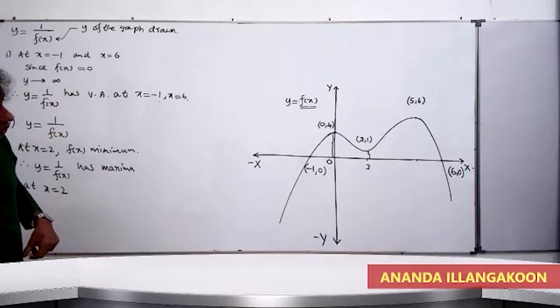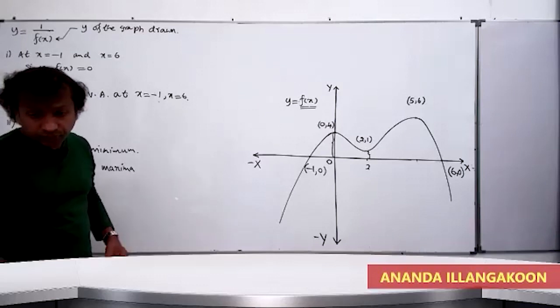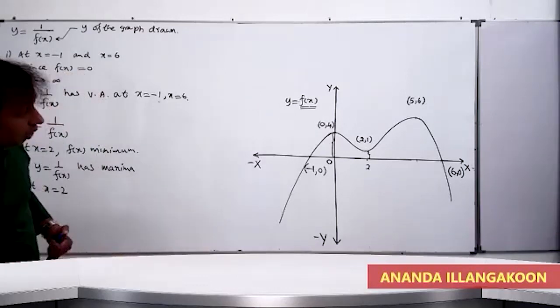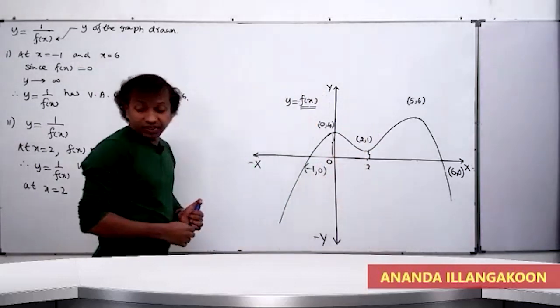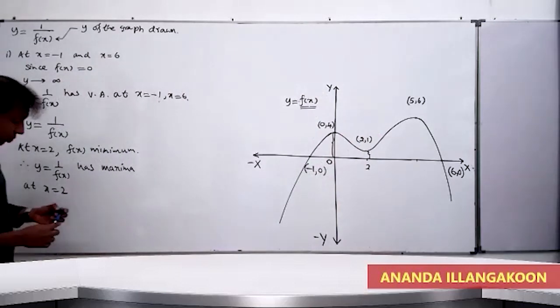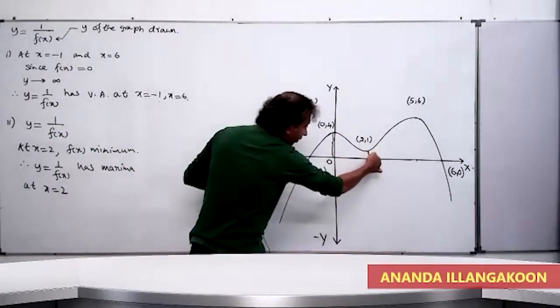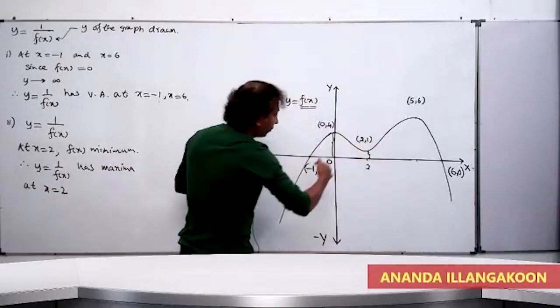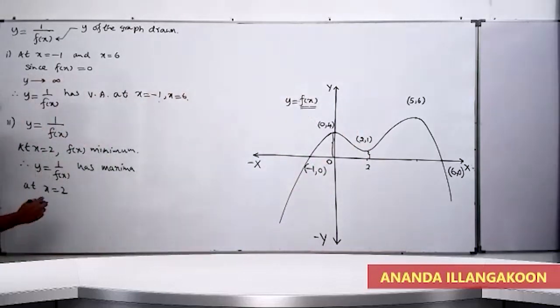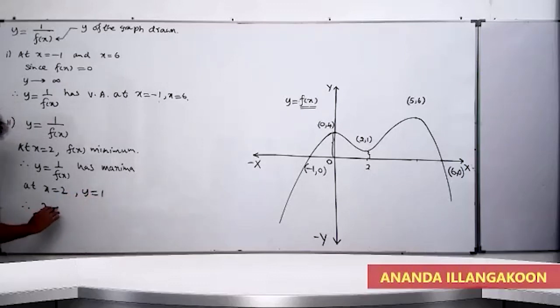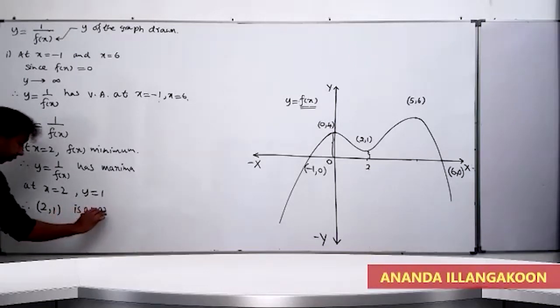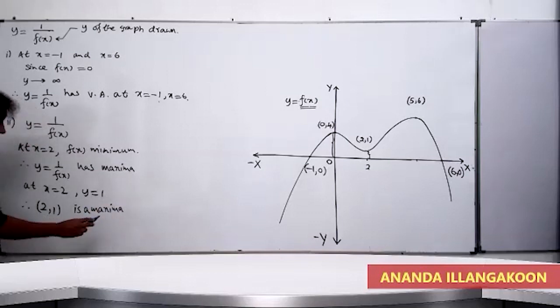Okay. What is that point? Here x equals 2, and y is 1, no? Right. X is 2, y is 1. So therefore, we get at x equals 2, y is 1. Therefore, (2, 1) is a maximum. Is a maximum. Right.